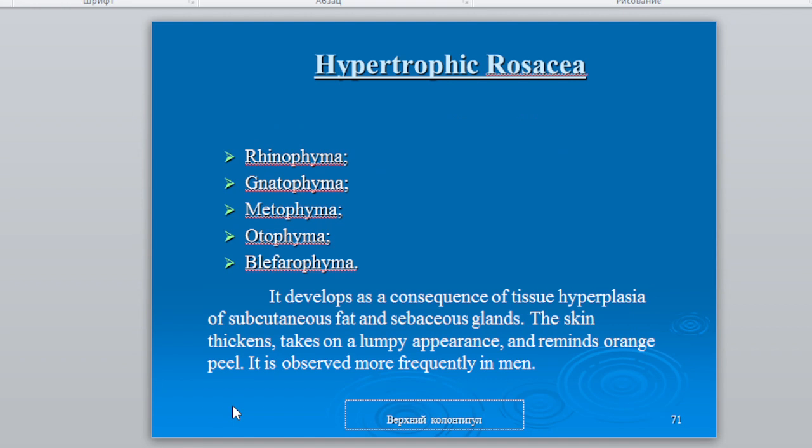Next, hypertrophic rosacea. Rhinophyma, gnathophyma, metophyma, otophyma, blepharophyma. It develops as a consequence of tissue hyperplasia of subcutaneous fat and sebaceous glands. The skin thickens, takes on a lumpy appearance, and resembles orange peel. It is observed more frequently in men.